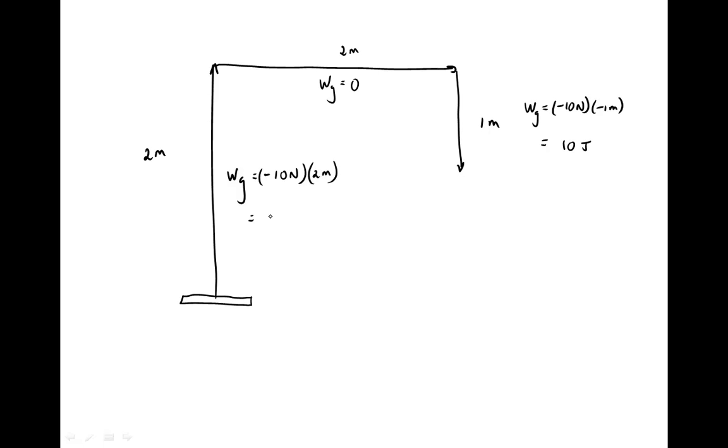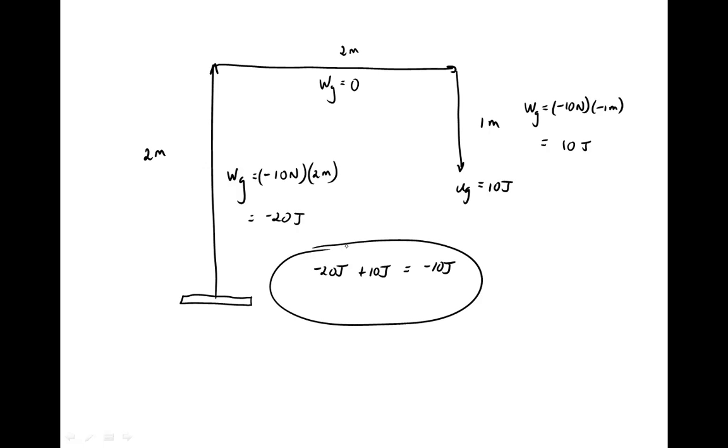Work done by gravity over here was negative 20 joules. So the net work done, negative 20 joules plus 10 joules, equals negative 10 joules. Potential energy due to gravity here is positive 10 joules. Work done along this black path was negative 10 joules. The amount of work done by gravity, no matter which path I took, was the exact same, negative 10 joules.